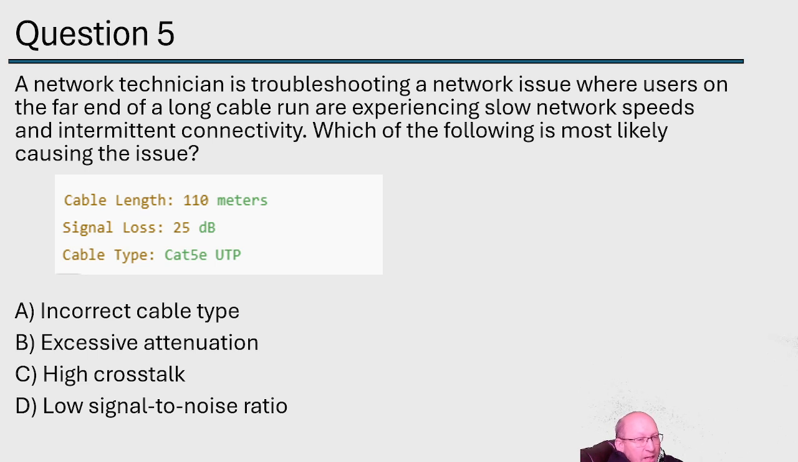You really don't need to know Cat 5e UTP, but you do need to know the signal loss, and that the cable length max is 100 meters. This is part of Network+. So remember, nothing's at 110 meters. There's no specific type. 100 meters is usually our max. And so our answer, of course, is going to be excessive attenuation.